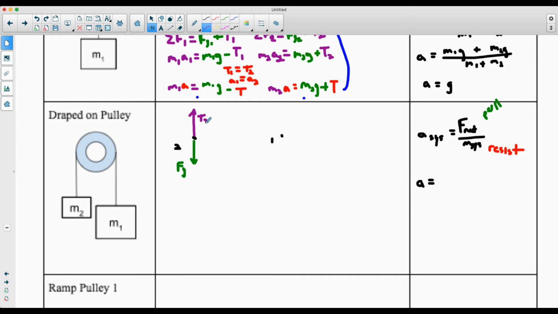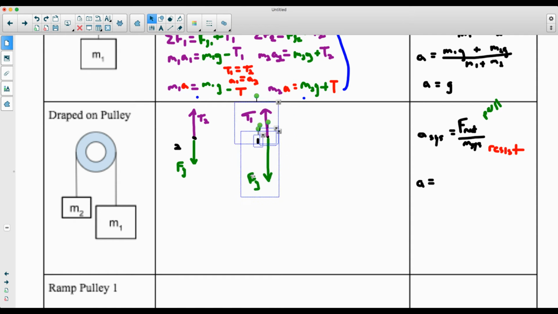Tension on 2. For mass 1, Fg is bigger, it's a bigger mass. Something like this. And tension is up. Now we know already. Listen, we can go through and make it formal. But we know already. Let me hug these a little closer together to give us more room to work.